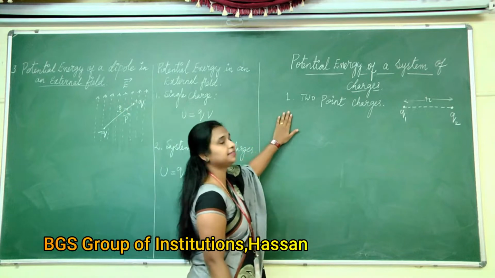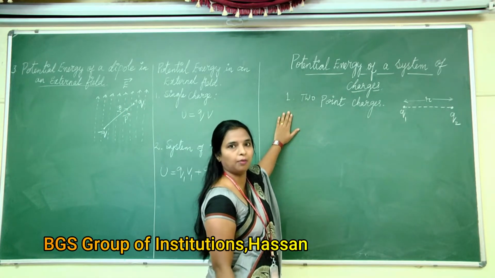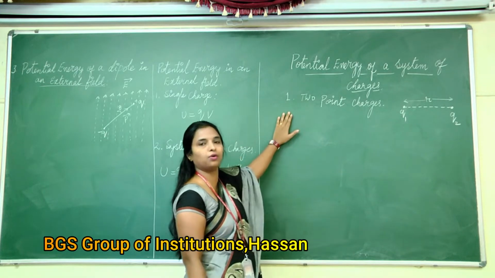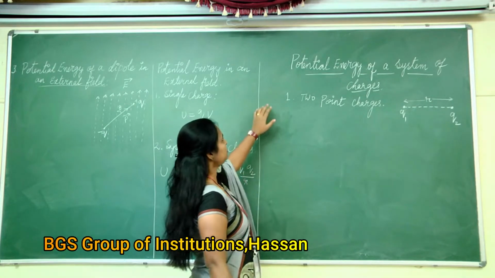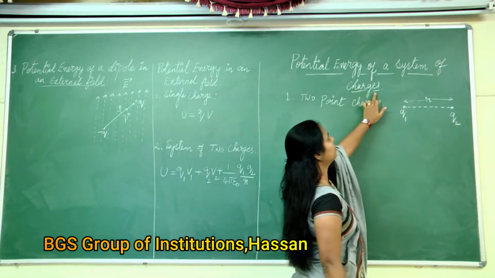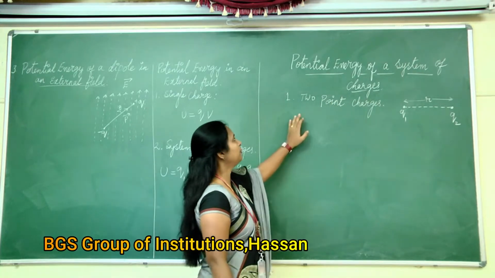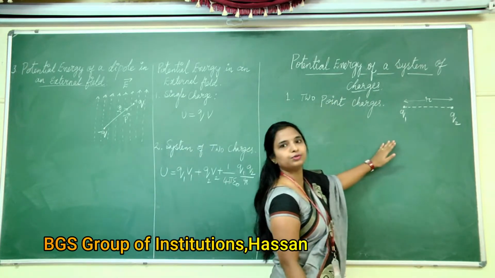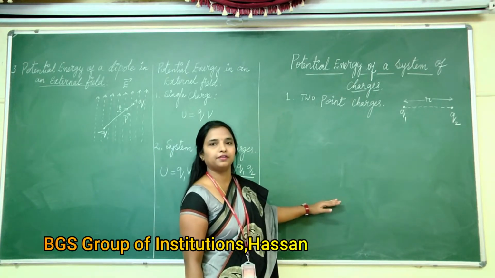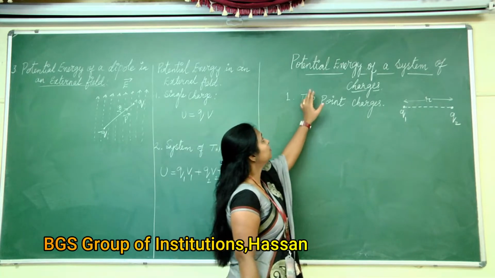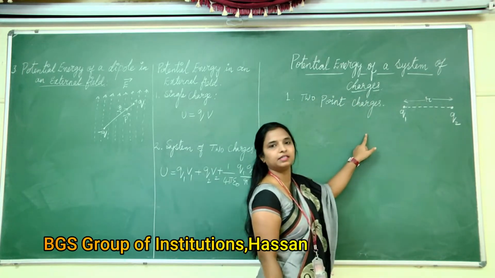Today, as I said in the previous class, we'll study the formulas which we are going to use to solve the problems in this chapter. That is potential energy of a system of charges. System of charges means a set of two charges or three charges. So first, we'll write the formula for potential energy of a system of 2-point charges.